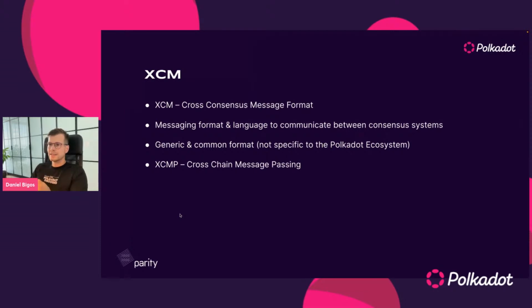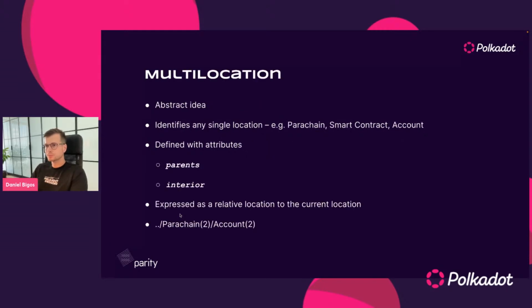XCM. XCM is a cross-consensus message format, and it is a messaging format and language built to enable communication between consensus systems. It is a generic and common format, which means that it is not specific to the Polkadot ecosystem. Having introduced XCM, I need to talk also about XCMP, which stands for cross-chain message passing, and it is a transport layer for XCM messages. So XCM messages are sent over XCMP.